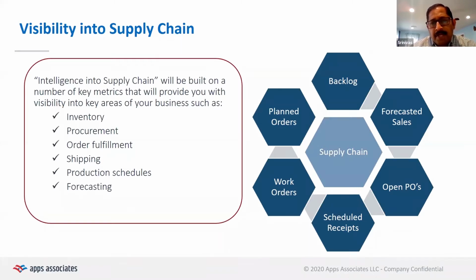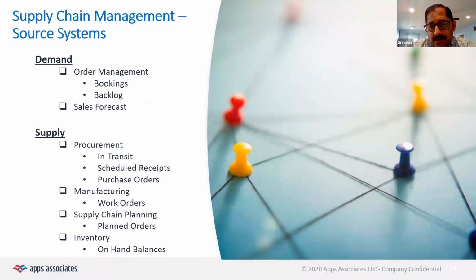Now, in order to do that, we need to understand what the different source areas are. We talked briefly about it, and we said we need to look at it from both a demand and a supply point of view. On the demand side, as I mentioned, you have order management systems and forecasting systems that provide the demand, everything that would be fed into the supply chain systems from a demand point of view.